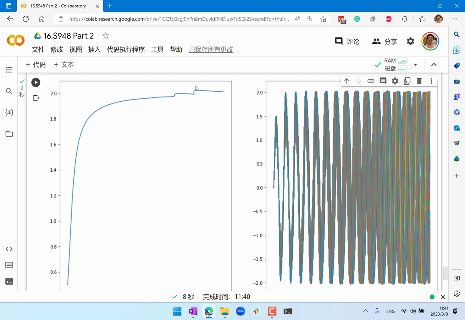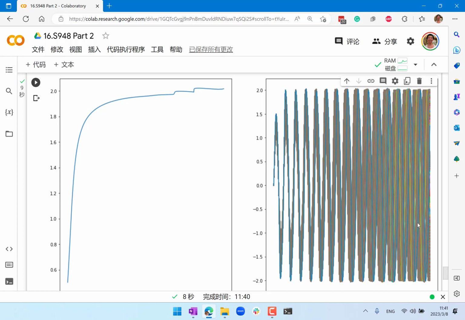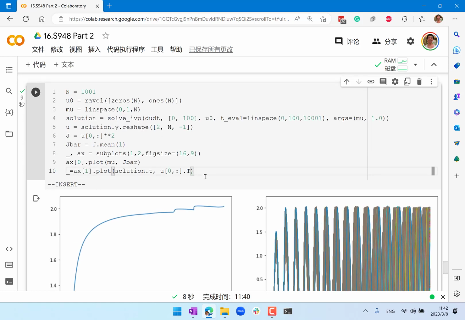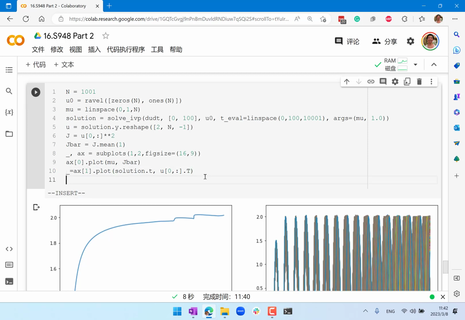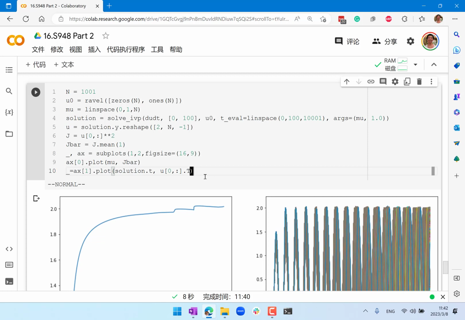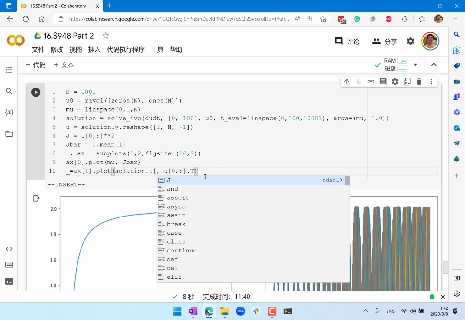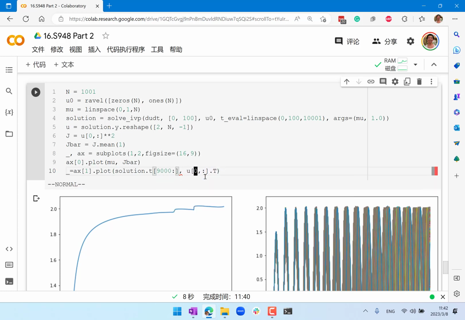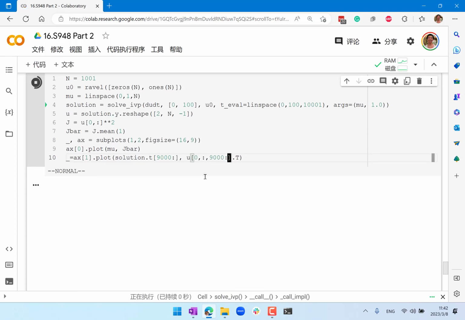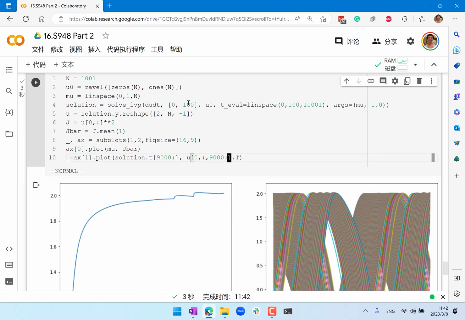And what is happening at these two parameter values? It might be difficult to see from here, so maybe I can zoom in a little bit. What is the best way to do this? So let's zoom in into the last segment of the solution. So let's start from 9,000. Okay, so let's just plot the last 10 time units.